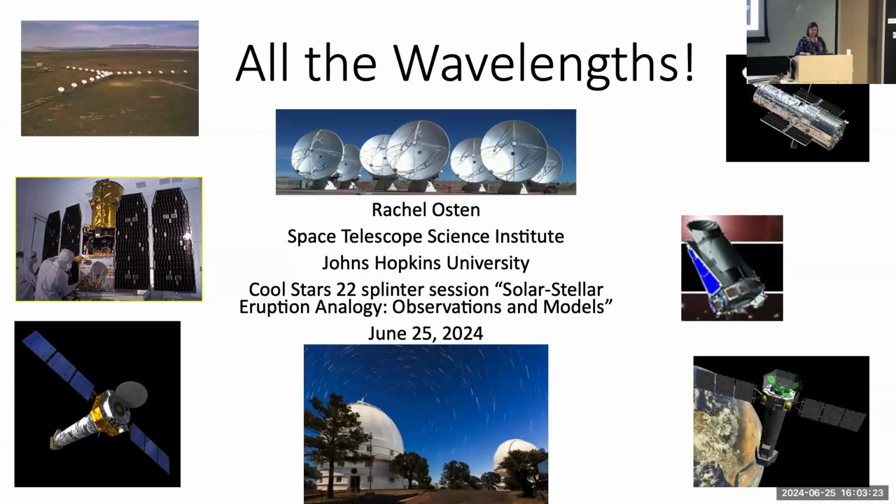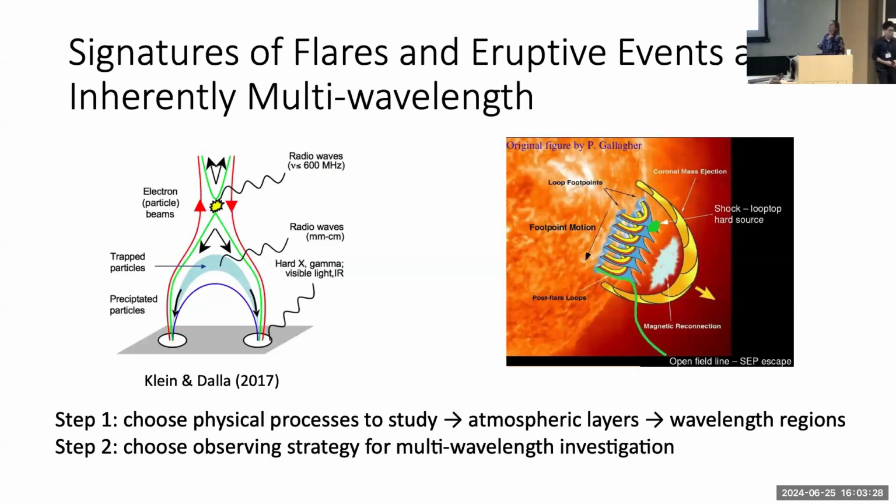My slide is not advancing. Oh, here, there we go. Okay. So we heard a little bit already about modeling of flares and coronal mass ejections. These are inherently multi-wavelength. Flares and eruptive events involve pretty much all layers of the solar stellar atmosphere. There's a bunch of different physical processes to study, and that leads to basically, you can fine tune the wavelength regions that you want to observe depending on what questions you want to answer.